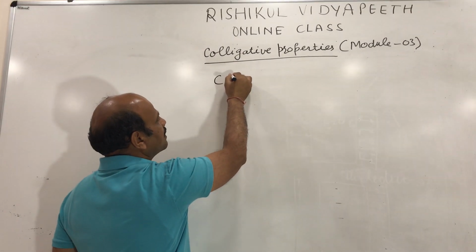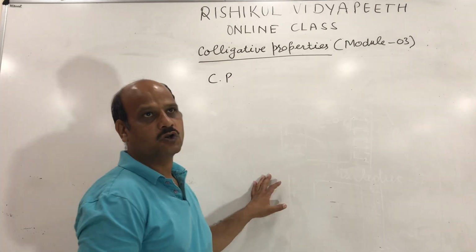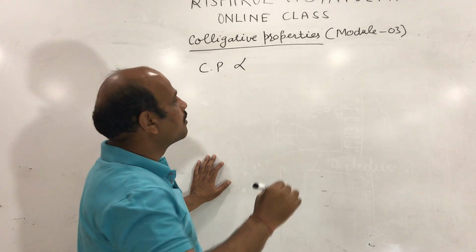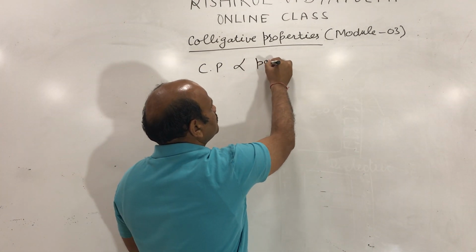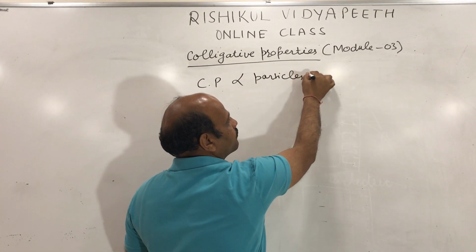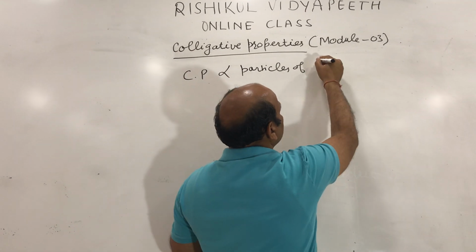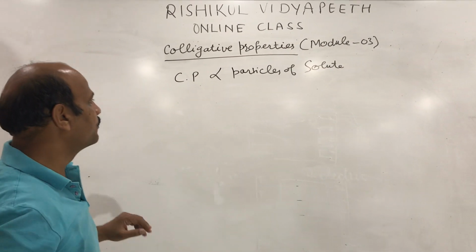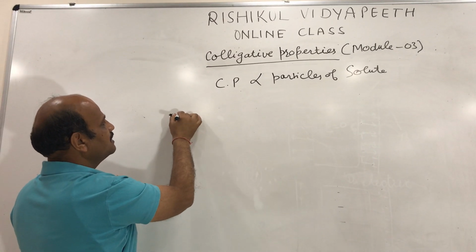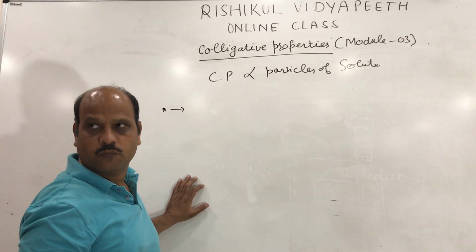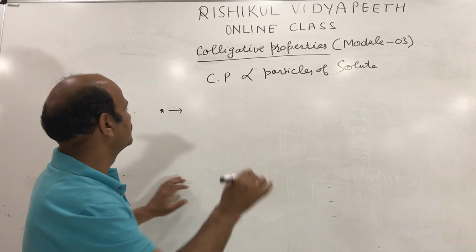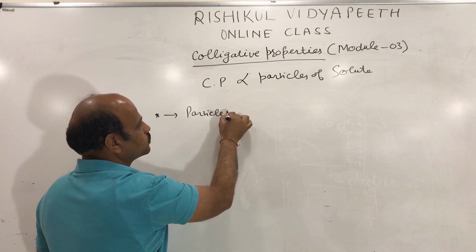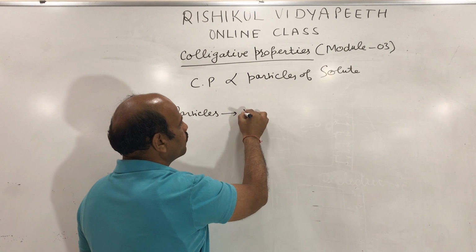Colligative properties are those properties which directly depend on the particles of solute. One important thing here: these particles should be non-volatile.